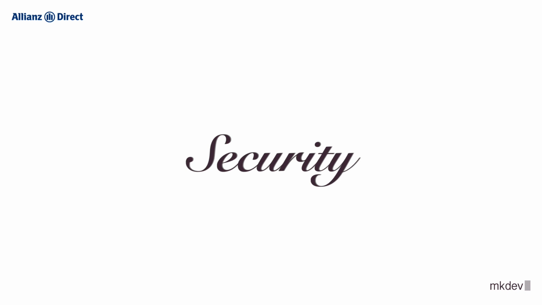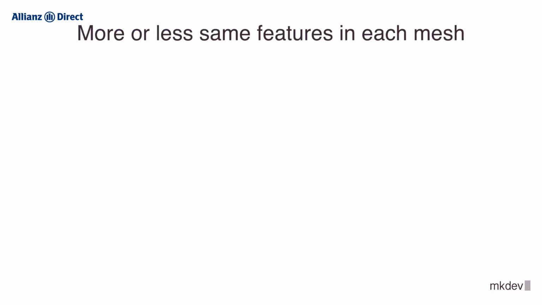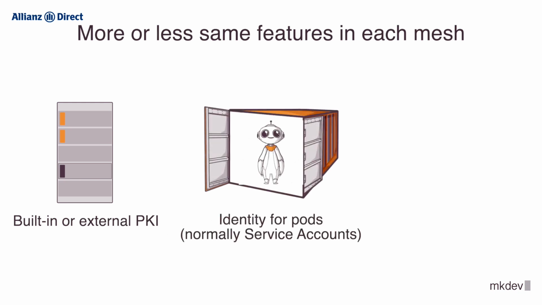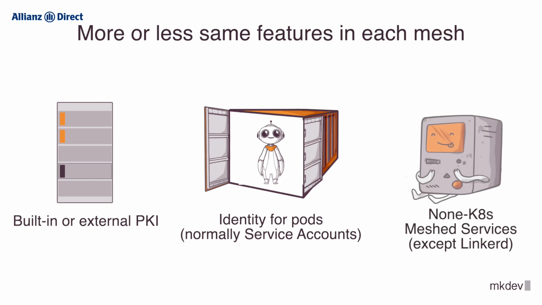Each service mesh we tested supports mTLS, meaning it gives your pods certificate-based identity and it encrypts all the traffic between meshed services in the cluster. Each mesh allows you to use an external PKI and provide your own certificates, and each mesh has multiple sources of identities for your pods. The default one in most cases is to use Kubernetes service accounts, but if you mesh services outside of Kubernetes, then for example Istio allows you to use another source of identity.